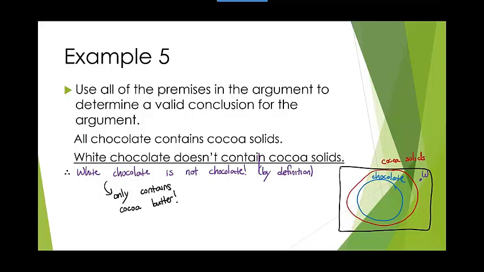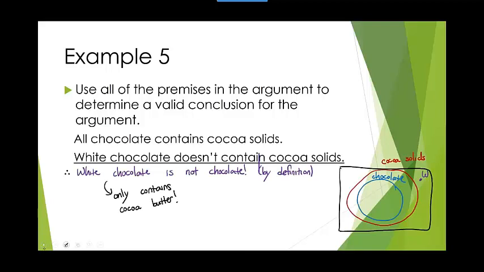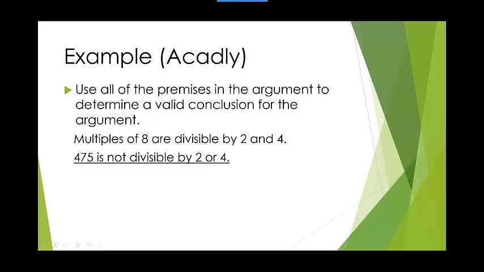So again, let me let you guys try one of these type problems. Here we'll have: multiples of 8 are divisible by 2 and 4. 475 is not divisible by 2 or 4. So pause the video for a sec and try to figure out a valid conclusion for this argument here.